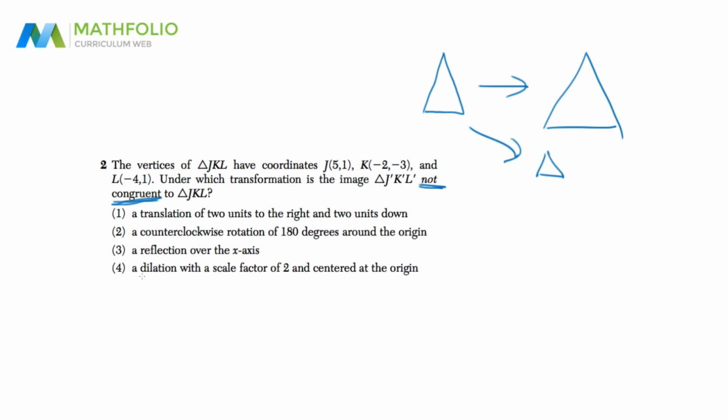Dilation is the only transformation that results in shapes that are not congruent, because a dilation is not what we call a rigid motion, and rigid motions preserve distance. So dilations change the shape and make them not congruent. However, they could be similar. That was question number 2.